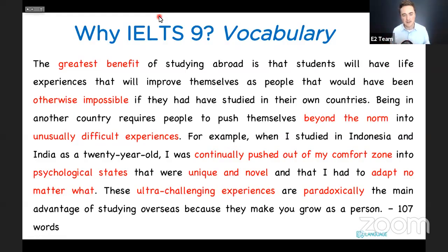But what you will notice is that words aren't individuals. Words often come together as pairs, like greatest benefit, or what was the one I used? Incredibly common, greatest benefit. So when you're writing, you don't want to be thinking in terms of one word. You want to be thinking in terms of phrases. Greatest benefit, otherwise impossible, beyond the norm, unique and novel, or no matter what. This will get you an IELTS 9 for vocabulary.